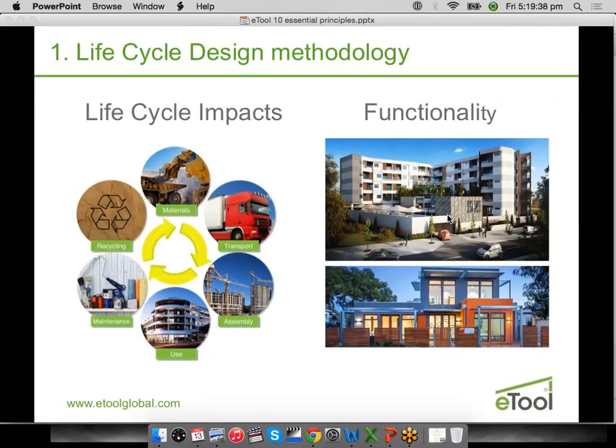First principle, we use lifecycle design methodology. This is the only way you can truly tell the environmental performance of a building. You have to look at the life cycle impacts, so from materials extraction all the way through the end of life, from transport, assembly, use, all throughout the whole building life, all the recurring impacts. They're all interrelated. So life cycle impacts and functionality.